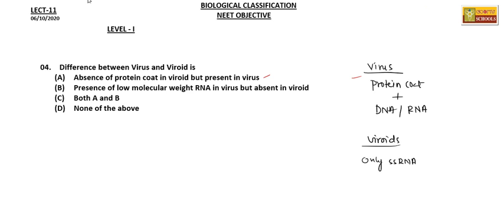Presence of low molecular weight RNA in virus. Here the single-stranded RNA in viroids is of low molecular weight. So low molecular weight RNA is present in viroids, not viruses. Both of these will not be the answer. So the right answer, the difference between viruses and viroids, is option A.